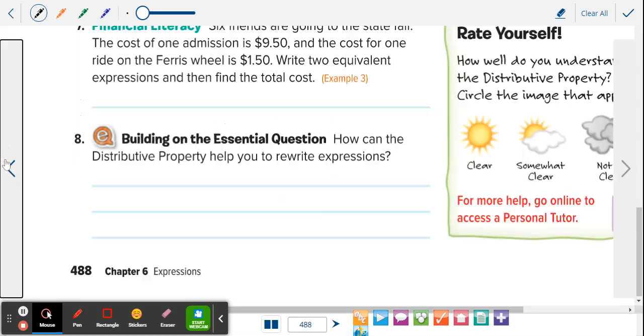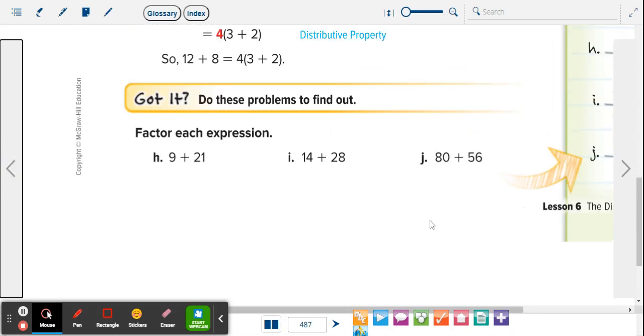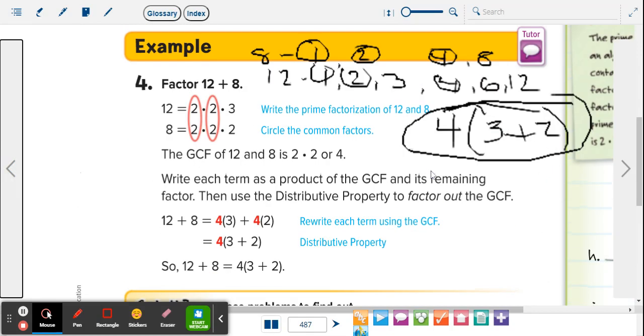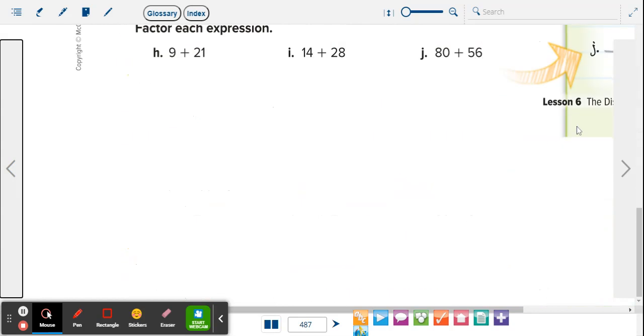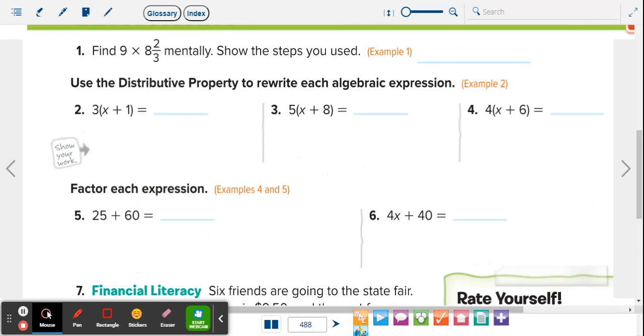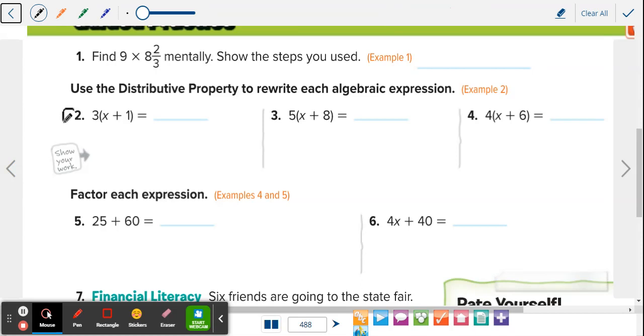Okay, so let's go back. And I want you guys to do, I lied. We're going to go back to this page, and you guys are going to do 2, 3, 5, 6. I'll give you a few minutes. Take your time. Write them out if you have to. Read the directions. 2 and 3 are using the distributive property. 5 and 6 are doing the factoring. Take your time. If you have questions.